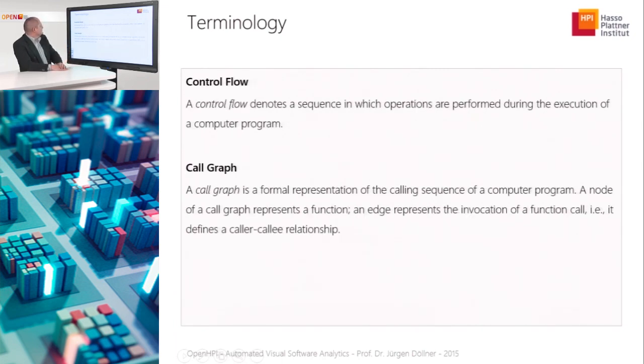We also introduced the term control flow. A control flow denotes a sequence in which operations are performed during the execution of a computer program. A call graph is a formal representation of the calling sequence of a computer program, whereby a node of a call graph represents a function and an edge represents the invocation of a function call. That is, it defines a caller-callee relationship.